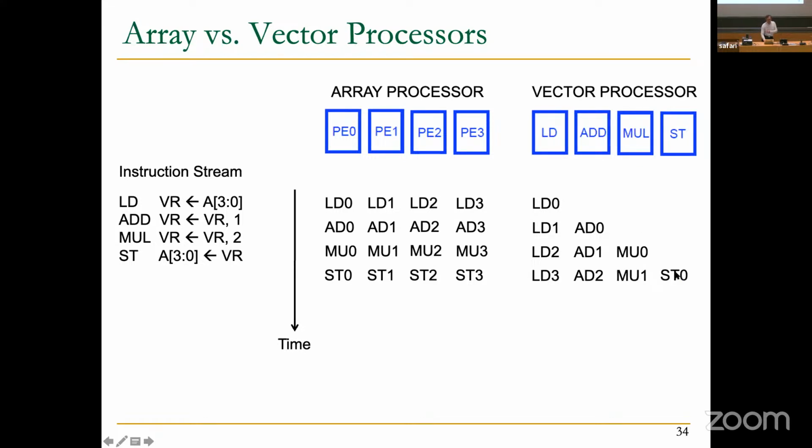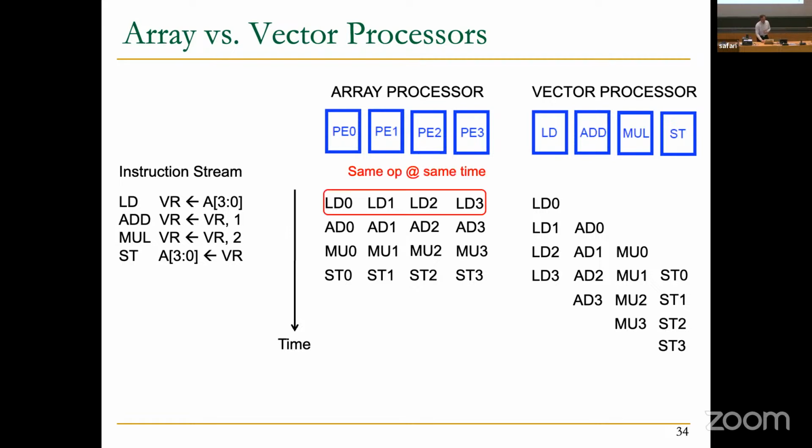And then this is the steady state, if you will. You're loading the third element, adding to the second element, multiplying the first element, and storing the 0th element. And then you keep doing this. Okay, you can see that the vector processor takes longer because its resources are, let's say, more frugal. It's not as expensive as an array processor. But this is the time-space difference.